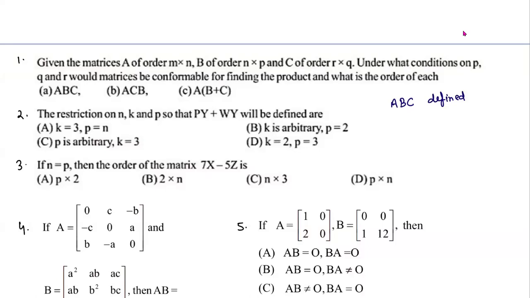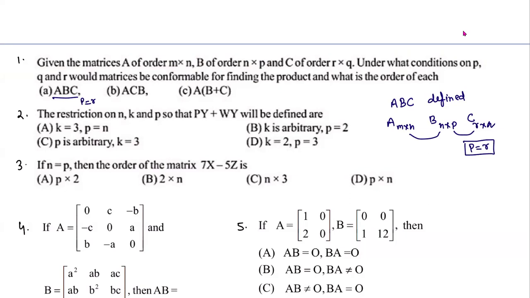Now, get the question? Yes, sir. If A order is m cross n, B order is n cross p, and C order is r cross q, so this product is defined if p must be equal to r. So the first answer: ABC is defined when p equals r.